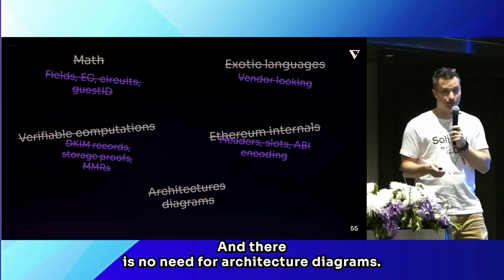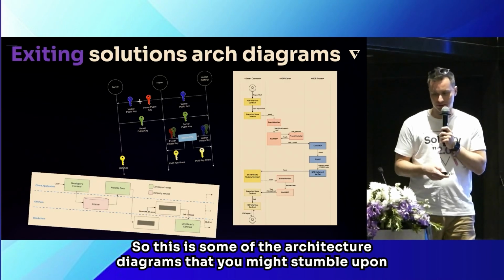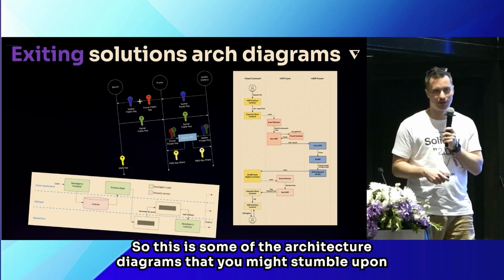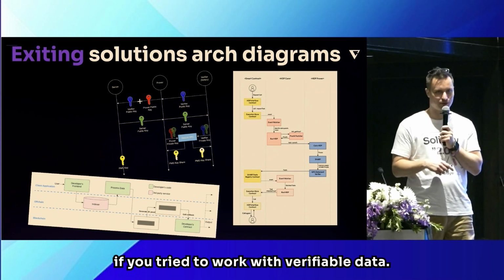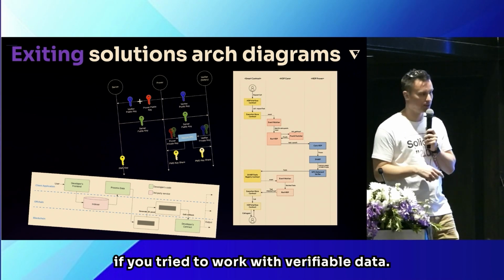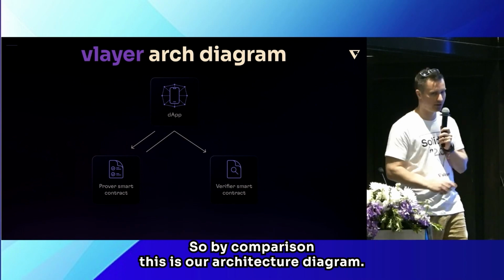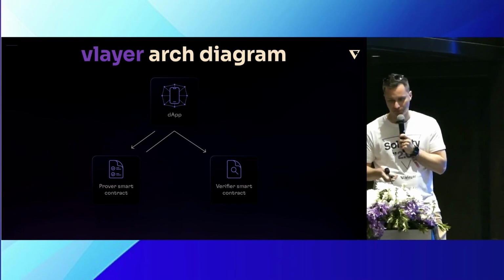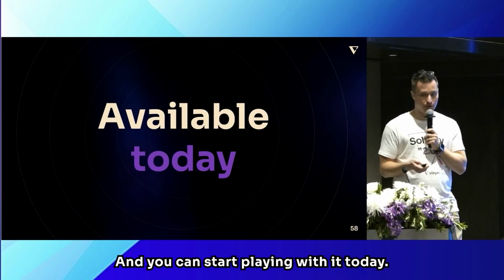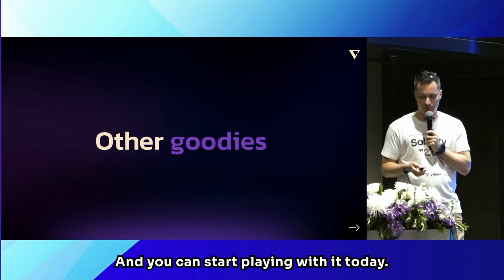And there is no need for architecture diagrams. So this is some of the architecture diagrams that you might stumble upon if you tried to work with verifiable data. So by comparison, this is our architecture diagram. And you can start playing with it today.